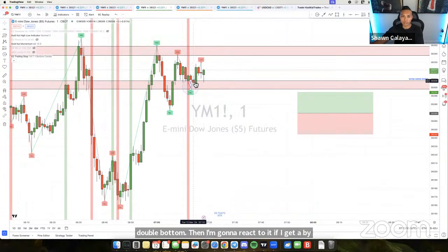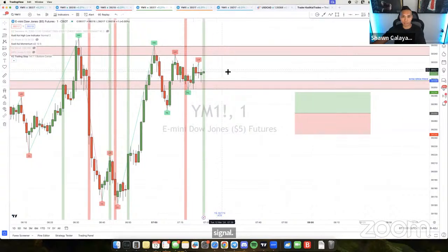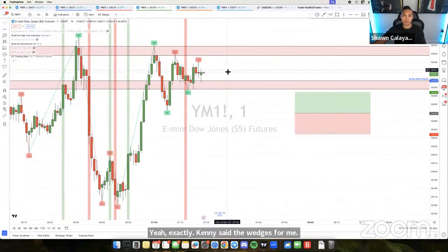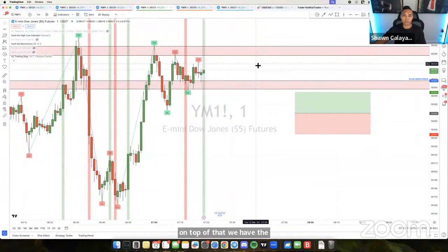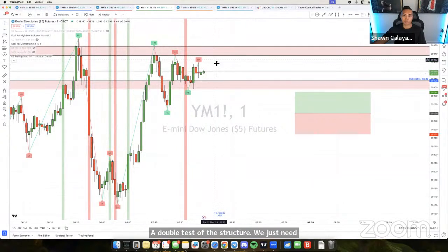You can see, yeah, exactly. Kenny said the wedge is forming, and that's exactly where it's lining up with. So it lines up with my analysis. There's a wedge forming, and then plus on top of that, we have the double test of the structure. We just need a buy signal here and a green candle after it.